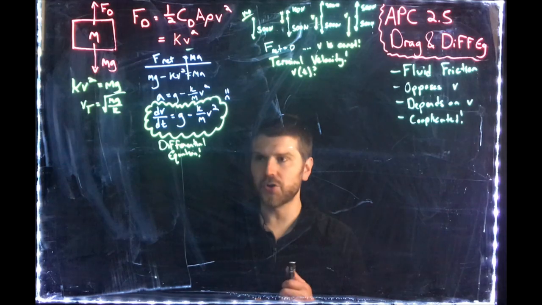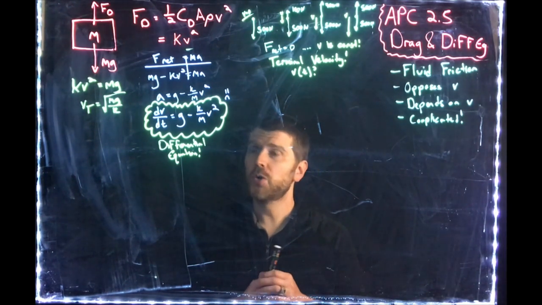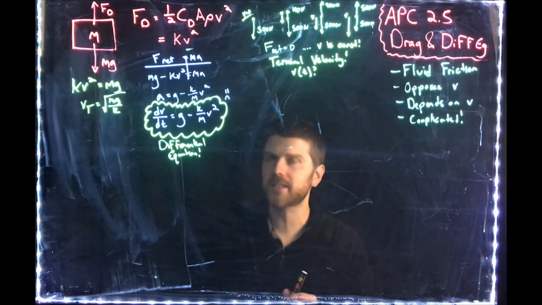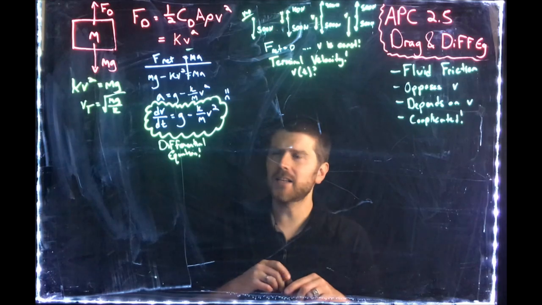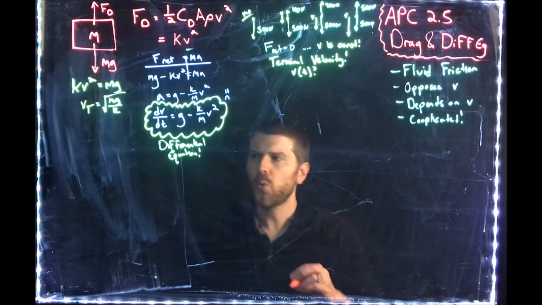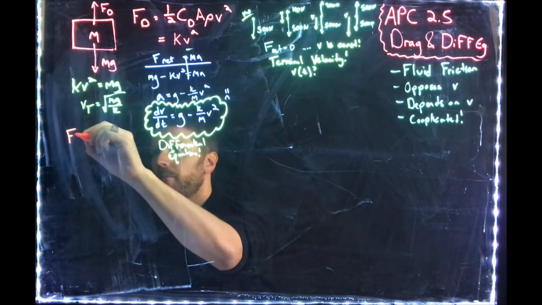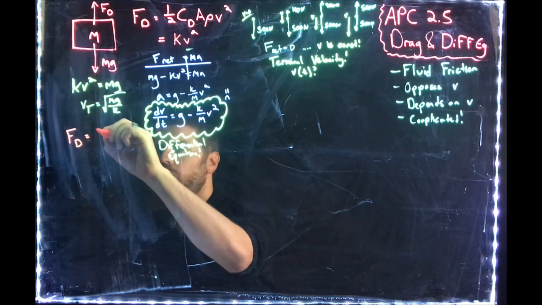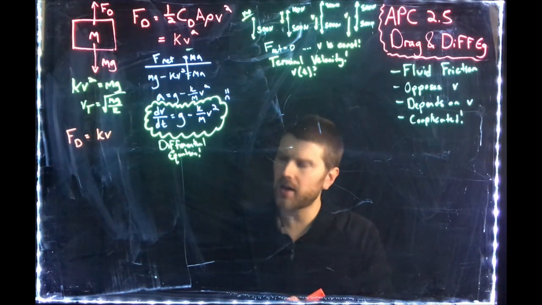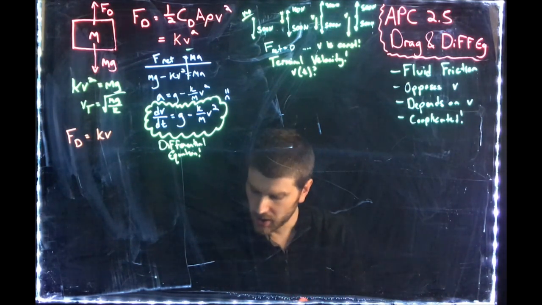So what we're going to do is what engineers and scientists often do when something is too hard, which is we're going to make some simplifying assumptions. So the simplifying assumption we're going to make here is, what if drag weren't kV squared? What if instead our force of drag were only k times v?